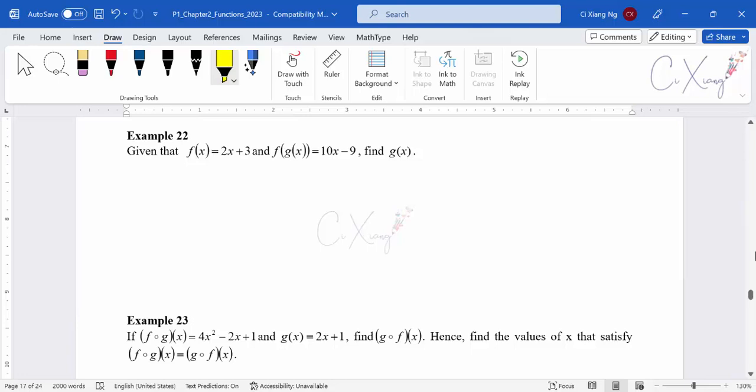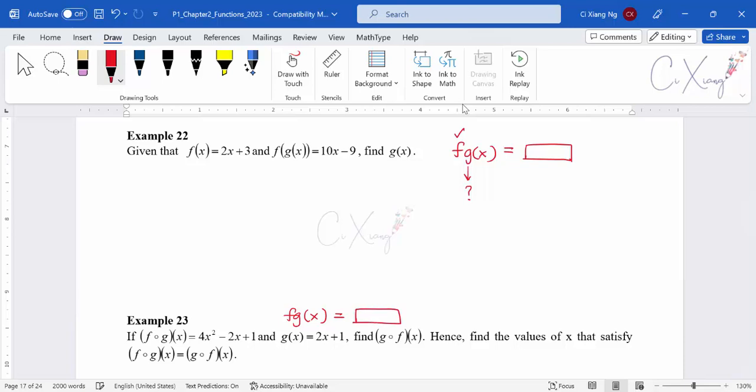Basically, their composite functions are two different patterns. The first pattern is, if let's say I have composite function gf(x), it equals a certain value. They already let you know the function f, they want to ask you what is the function g. Example 23 is the opposite one. Example 23 means that they have the composite function fg(x) equals something. They already let you know the function g, but they are asking you what is the function f.